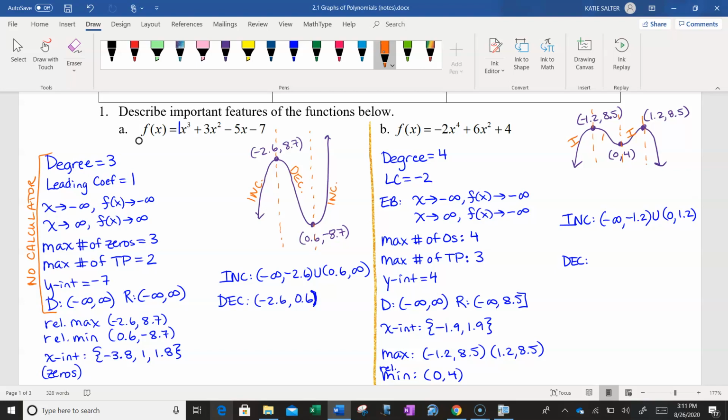So where is it decreasing? It's decreasing here and here. So we're going to say that this function decreases from negative 1.2 to 0, in union with 1.2 to infinity.